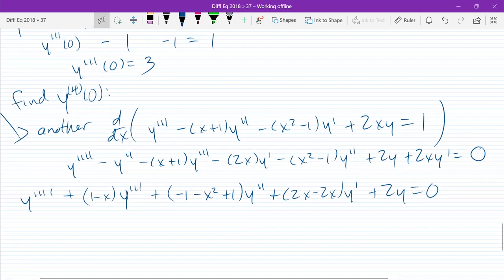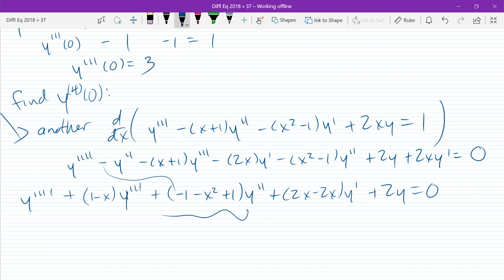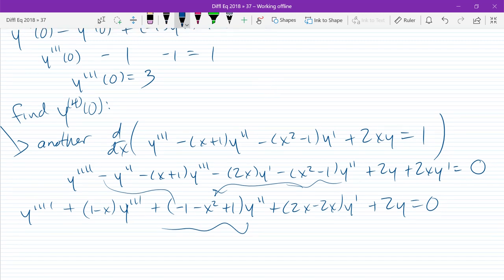On my last line or second to last? So y double prime. So I got a negative one. So that's my negative one. And then that hopefully. That guy, that right there? Yes. Ooh, so that would definitely change things.